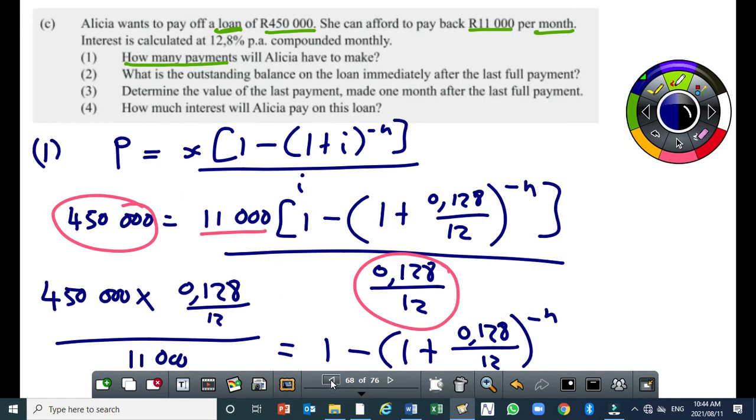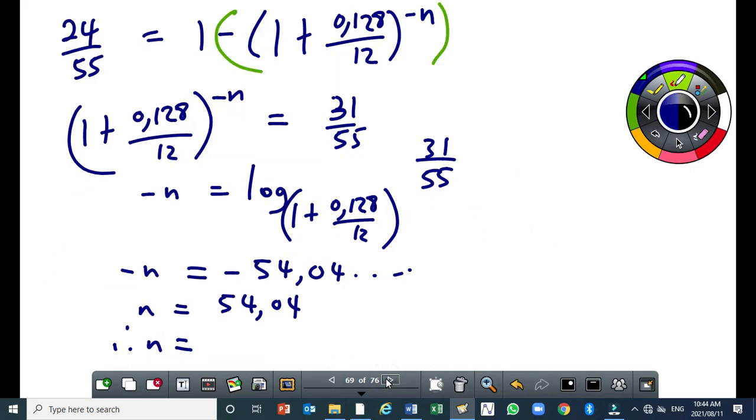Then the final answer, and for this question, the question says how many payments? Okay? How many payments? So it will be 55. It's not 54, right? So it will be 55 payments. Why 55? It's because this decimal here is just a fraction of the full payment of 11,000. So this is the answer there. Right? Are you following there? Any question? Okay, don't have any question, then let's carry on.